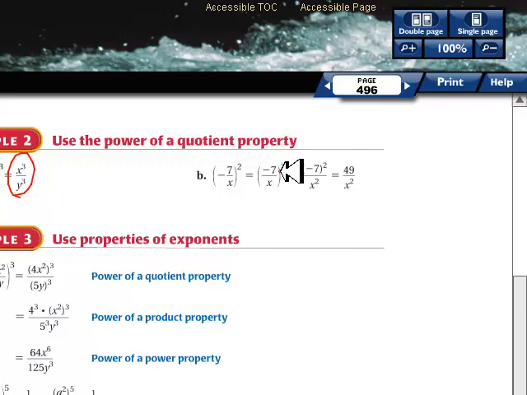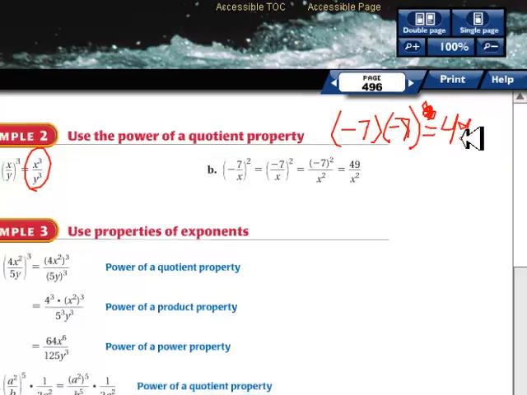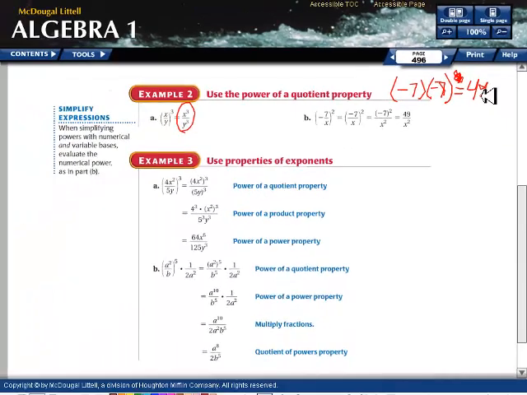Negative 7 over x. Again, the whole thing is squared. That means that you've got negative 7 squared and you've got x squared. Negative 7, because it's in these parentheses, that means negative 7 times negative 7. That's the squared part. So negative 7 times negative 7, positive 49. Positive 49 over x squared.